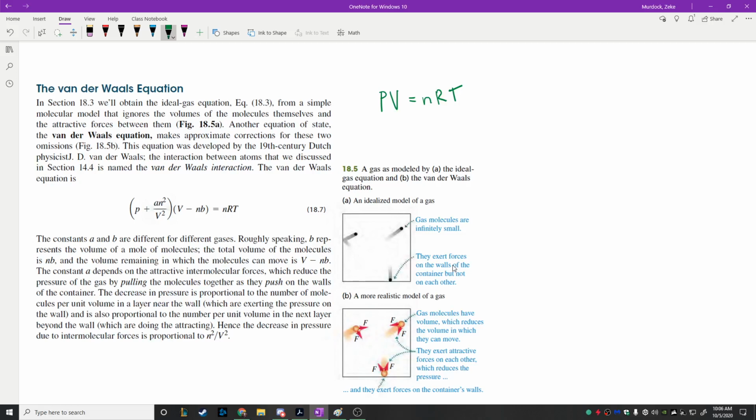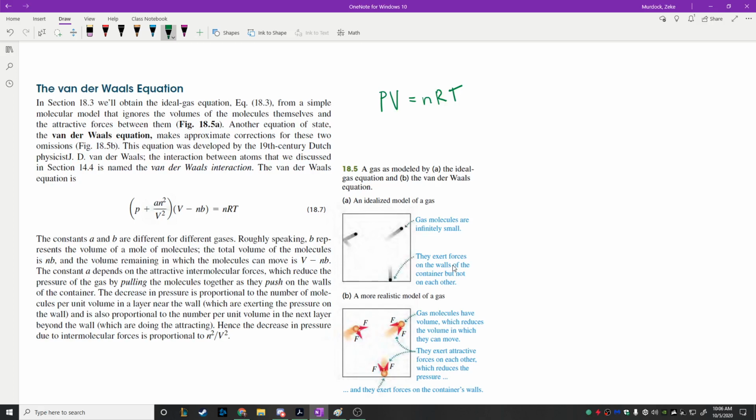Now, to get to this relationship, we made some assumptions. We assumed that the gas molecules were infinitely small. We effectively assumed that they were point molecules. We also assumed that they exert forces on the walls of the container, but not on each other, meaning that they don't ever interact with each other. We also assumed, it's not included on here, that the size of the gas molecule was small relative to the volume of the container. Those are the three main things that we assumed. Okay, and that gave us the ideal gas law.